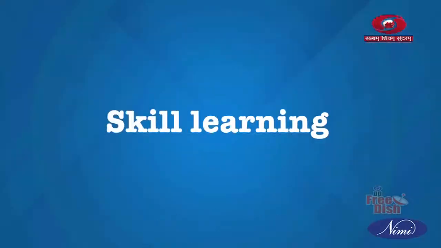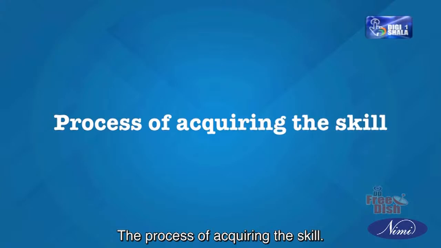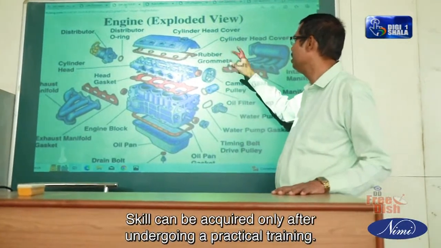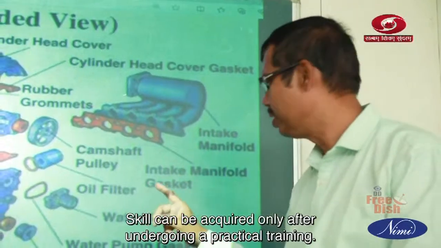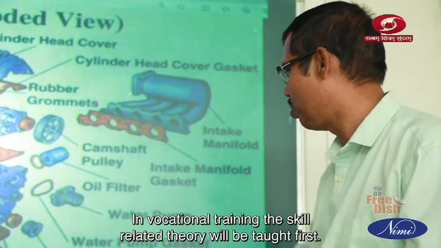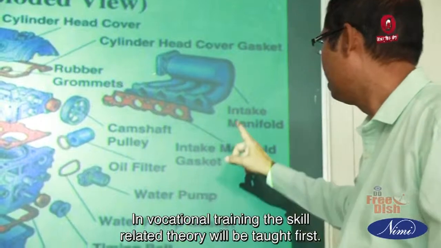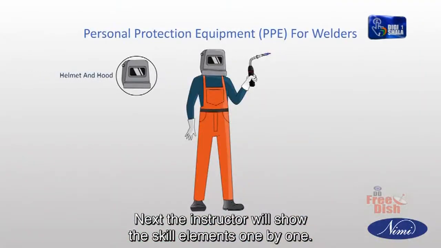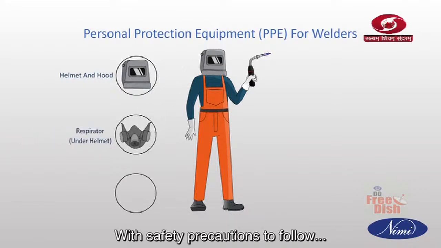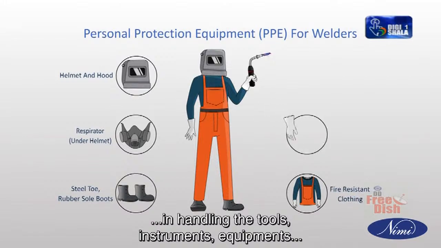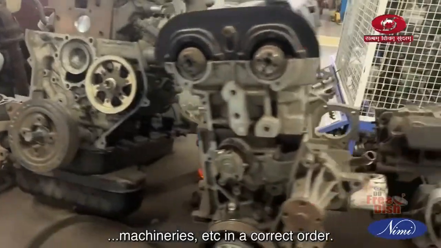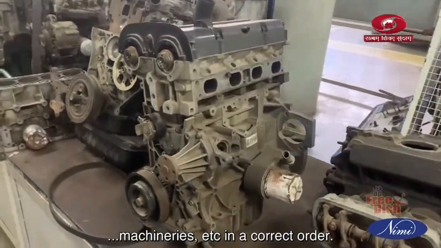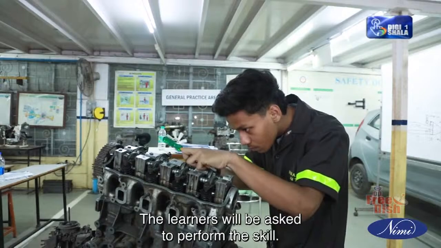Skill learning. The process of acquiring the skill. Skill can be acquired only after undergoing practical training. In vocational training, the skill-related theory will be taught first. Next, the instructor will show the skill elements one by one with safety precautions to follow in handling the tools, instruments, equipments, machineries, etc. in a correct order. The learners will be asked to perform the skill.